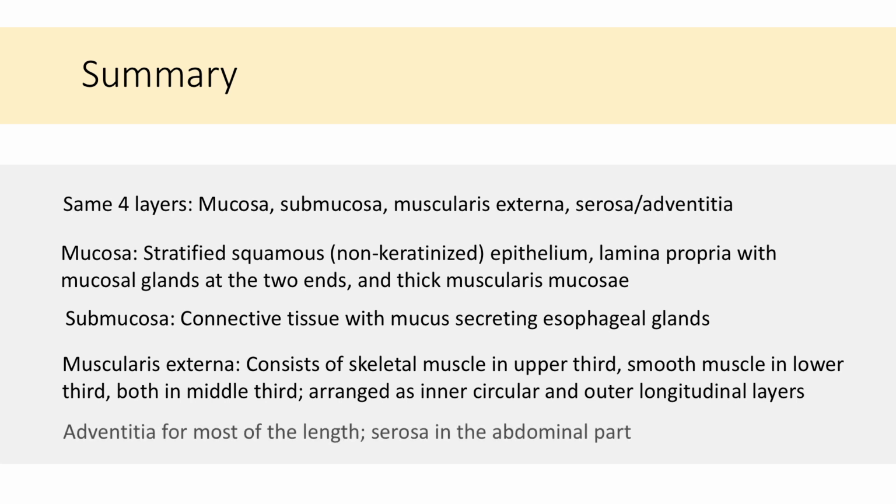Adventitia is found for the most of the length of esophagus. Serosa is found only around the abdominal part of esophagus.